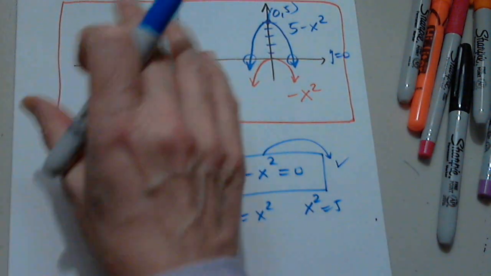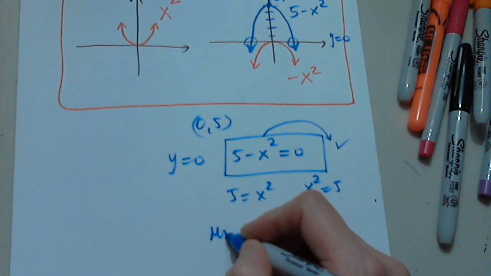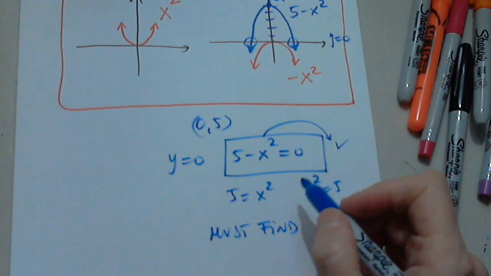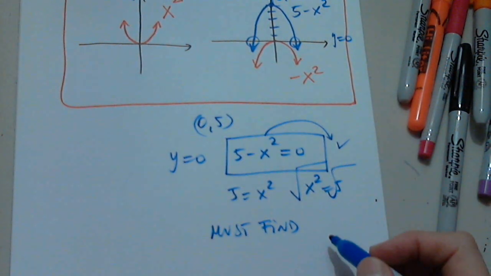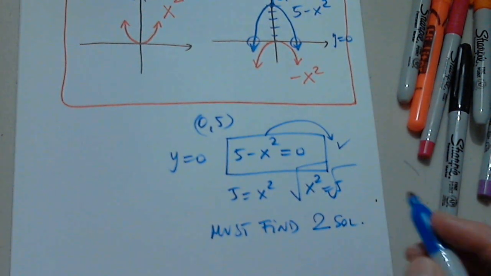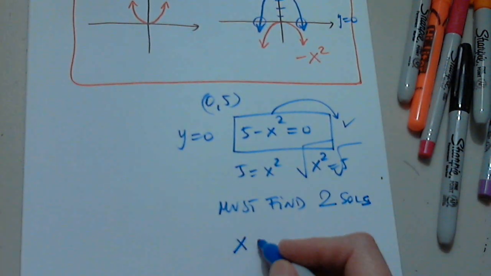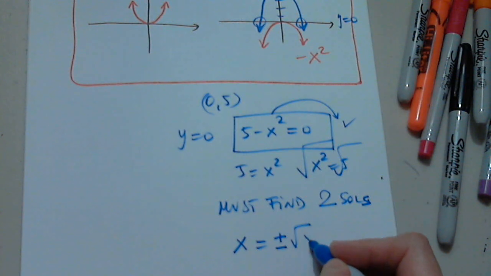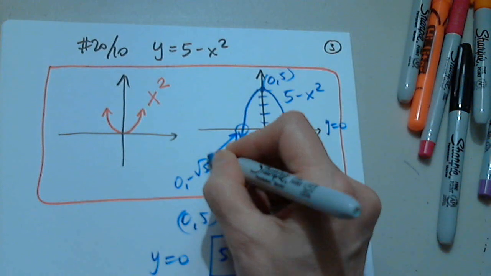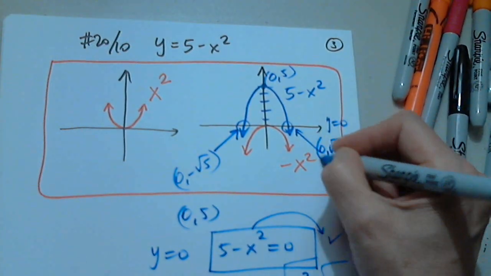So what do I do next? To solve for x, and how many solutions do I have to have? Must find how many solutions? Square root, yes. Must find how many? 2. Absolutely, 2 solutions. Because the degree is 2. So please always remember to write plus or minus the square root of 5. So then this intercept is 0, negative the square root of 5. And this intercept must be 0, the square root of 5.